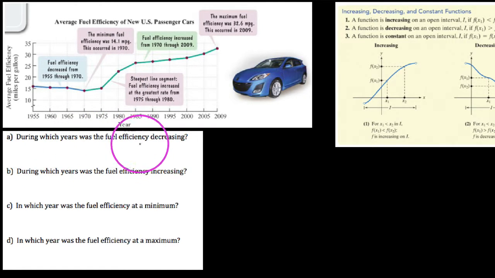It says, during which years was the fuel efficiency decreasing? Well, you can see that this is the portion of the graph that is colored in blue. I'm going to write this here just in words. We say between 1955 and, it looks like, 1970.